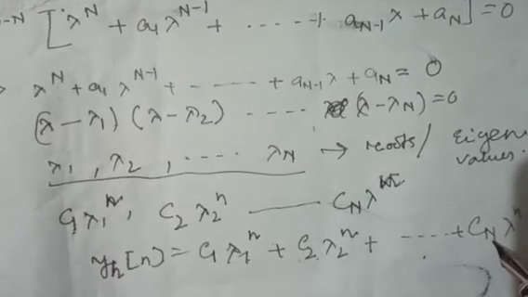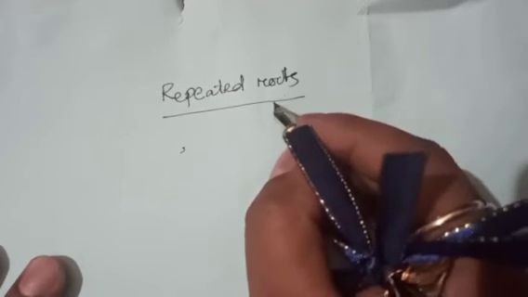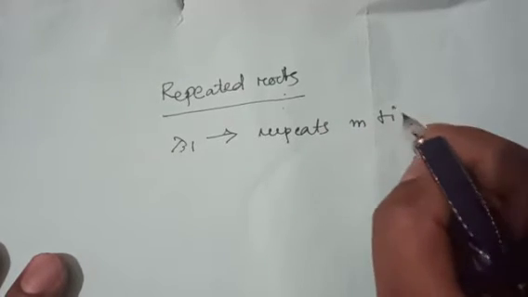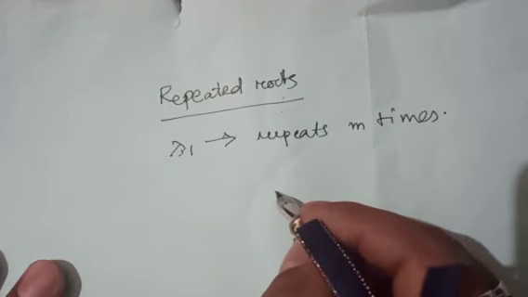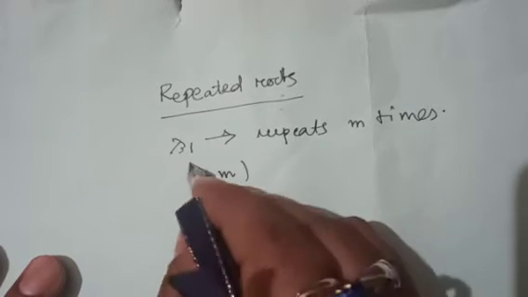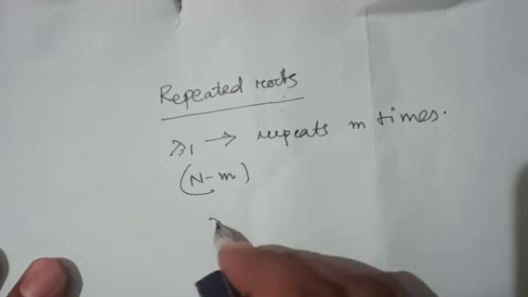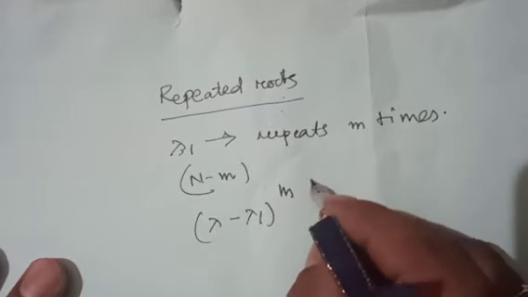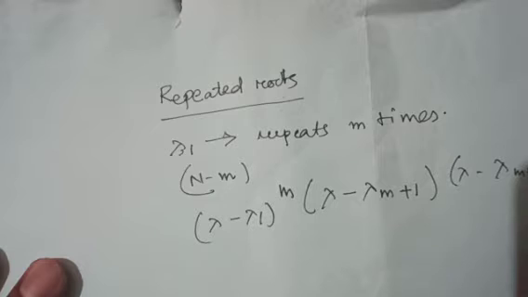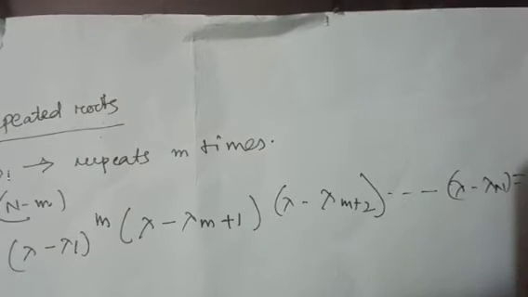Now if the roots are repeated, for example, if lambda 1 repeats m times, so that the root has multiplicity m, and the remaining capital N minus m roots are distinct, then the characteristic equation of the system can be written as lambda minus lambda 1 to the power m, then lambda minus lambda m plus 1, lambda minus lambda m plus 2, and so forth, up to lambda minus lambda n, equal to 0.